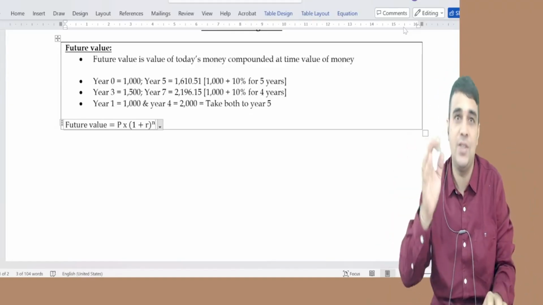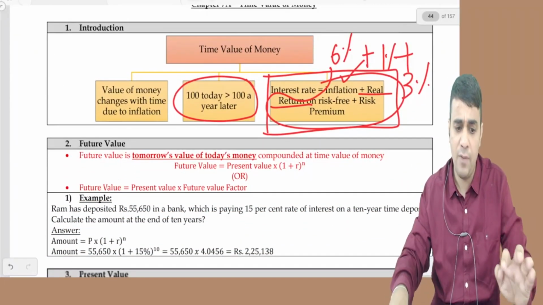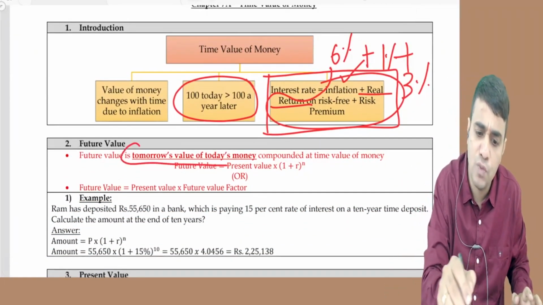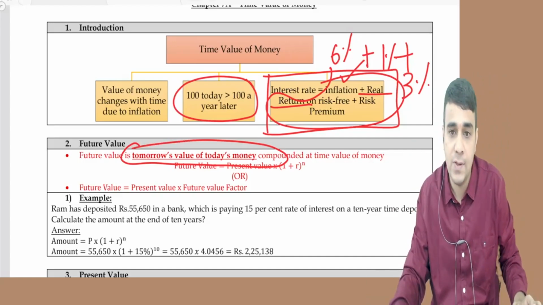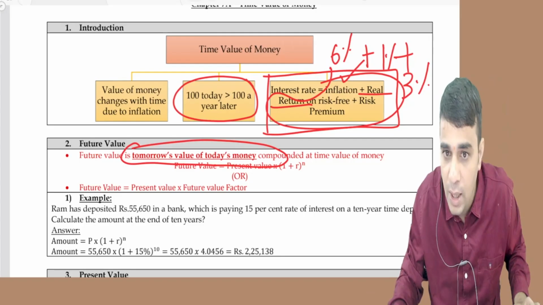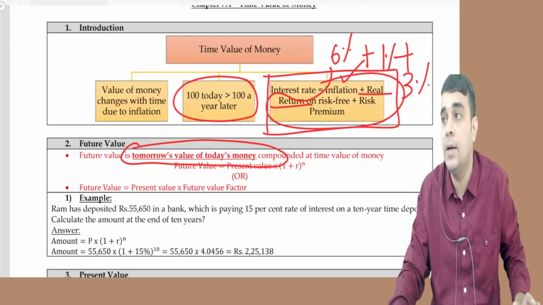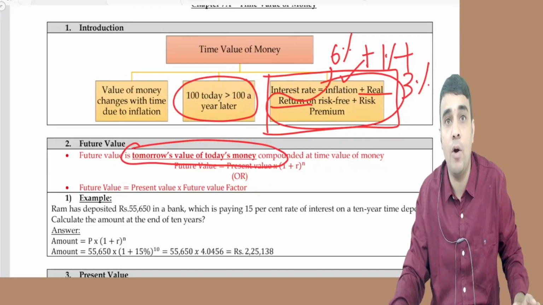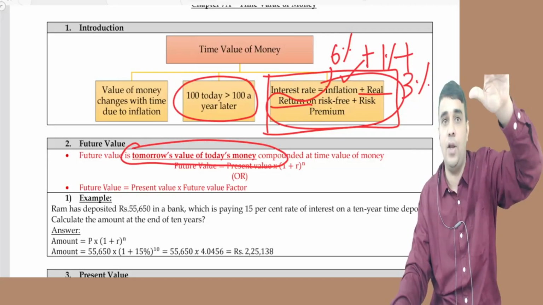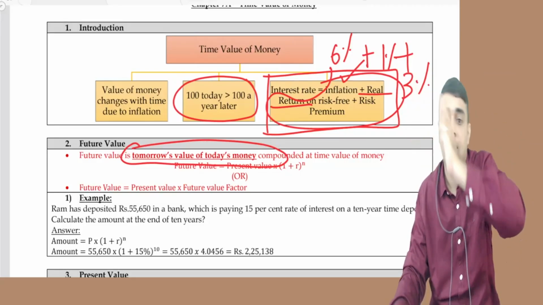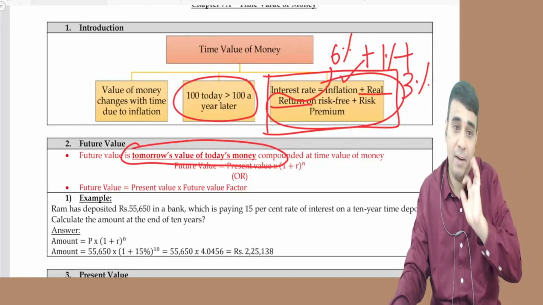Any doubts on this? Let's do a problem on this now. Future value is tomorrow's value of today's money, compounded at the time value of money. Compounded means increase the value. Something called discounted means decrease the value.